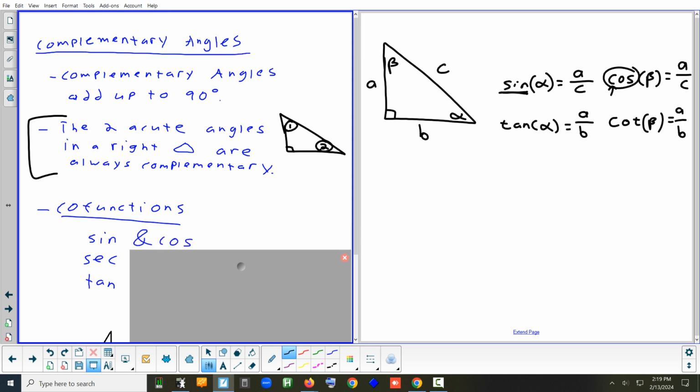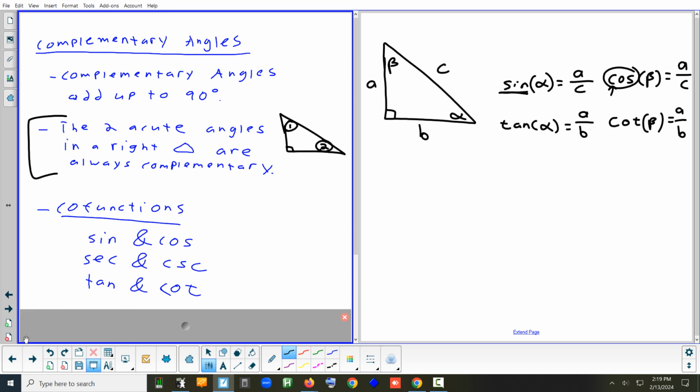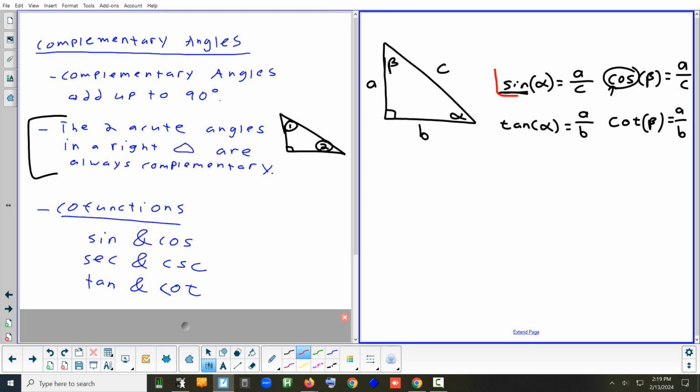Cosine, complement of sine. What do we call the function that's the complement of secant? Cosecant. Cosecant, complement of secant. And what's the function that's the complement of tangent? That's called cotangent. Those are the only three pairs of cofunctions that you can have. So this and that are cofunctions.